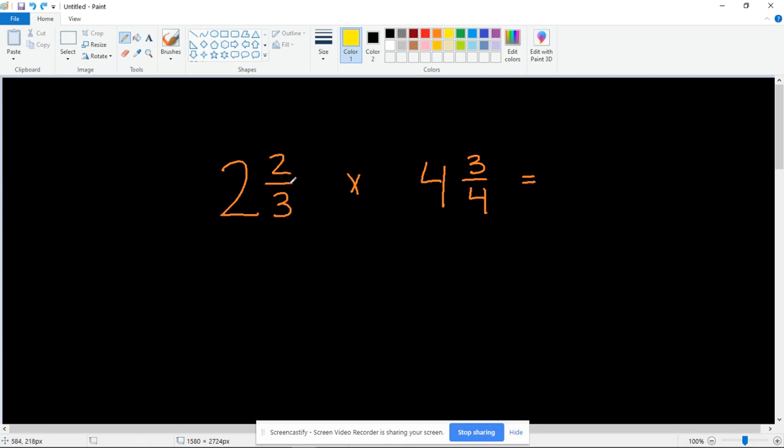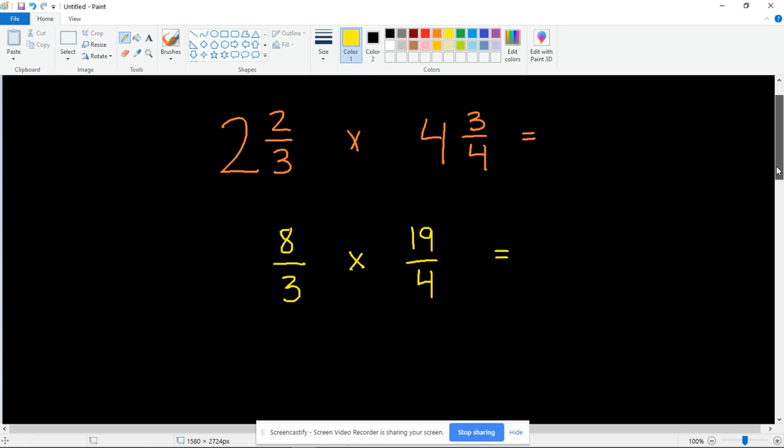2 times 3 is 6, plus 2 would give us an improper fraction of 8/3. Over here, same thing. 4 times 4 is 16, plus the 3 is 19/4. Okay, now the next step is to multiply fractions.